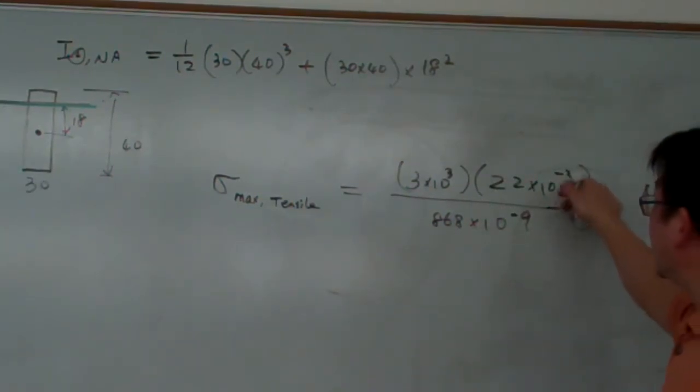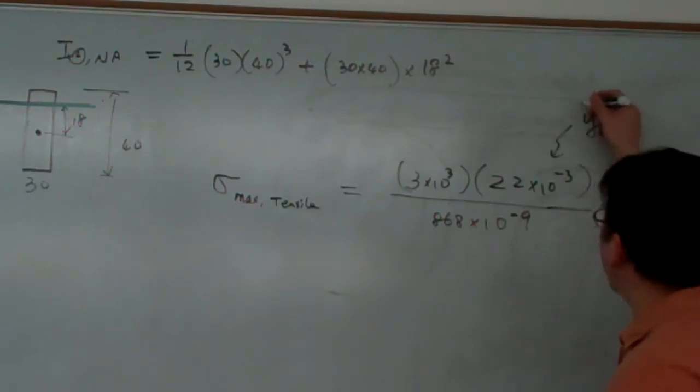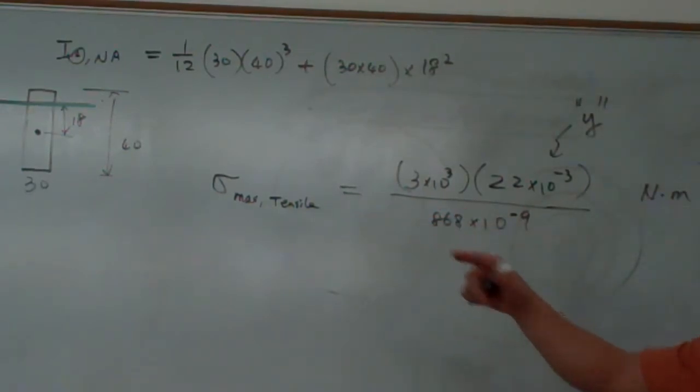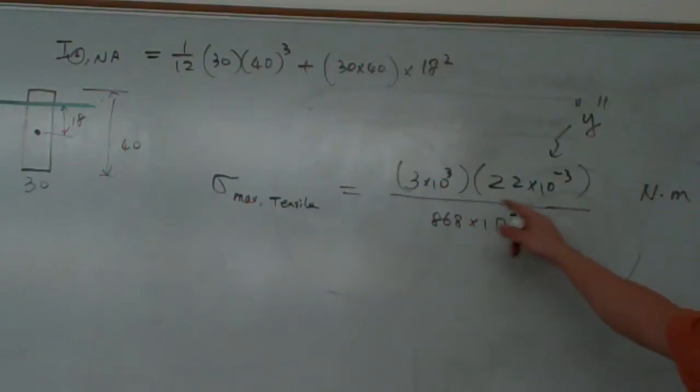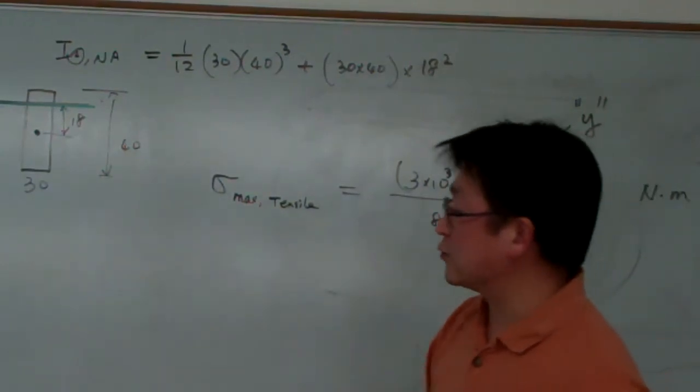And again, here, this is y. The y represents the distance between the neutral axis and the point. So in this way, we only measure the distance. We don't care about the sign. The sign has been taken care of in that graph.